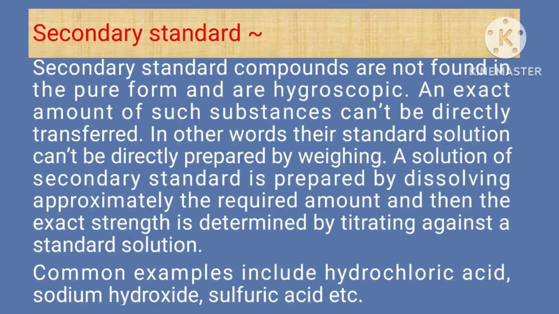A solution of secondary standard is prepared by dissolving approximately the required amount, and then the exact strength is determined by titrating against a standard solution. Common examples include hydrochloric acid, sodium hydroxide, sulfuric acid, etc.